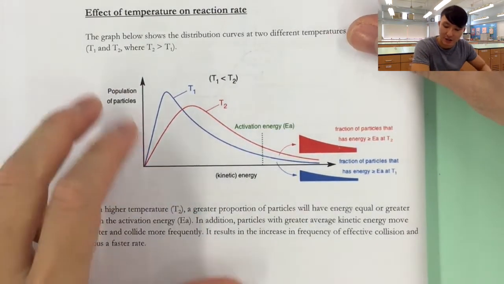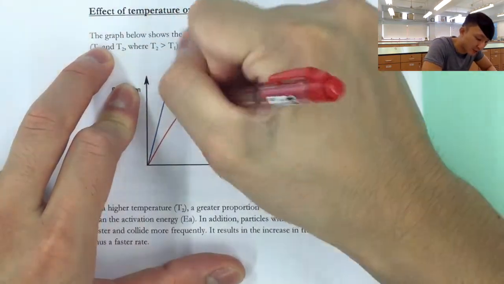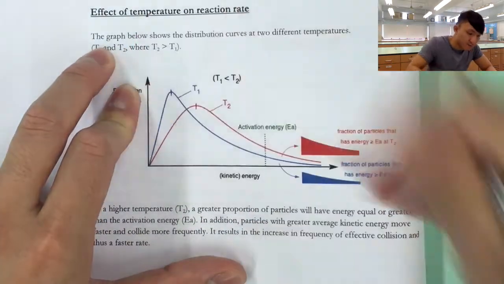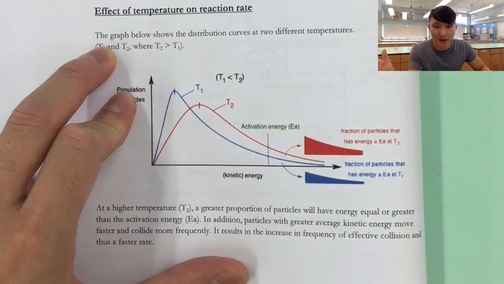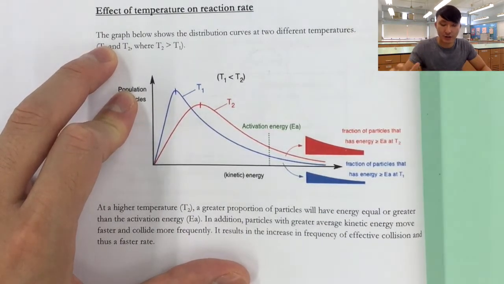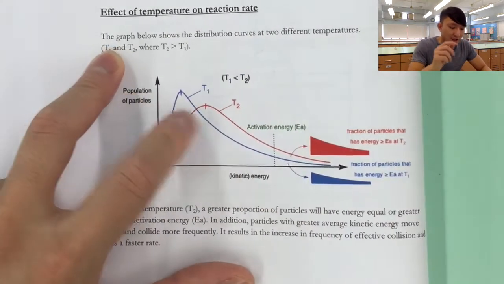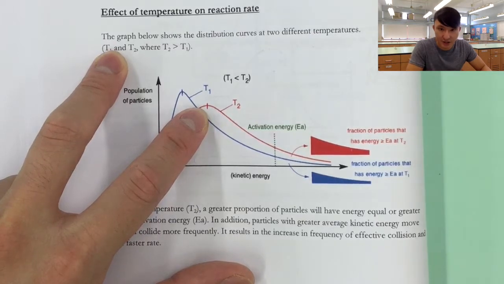How can you tell it is shifted? Well, you can pay attention to the maximum point. So you see T2, the maximum point is here, whereas for T1, the maximum point is here. So when you see the maximum point is lying more to the right-hand side, then we say that the curve is shifted to the right-hand side. Now, shifted to the right-hand side means that the average kinetic energy of molecules has increased.